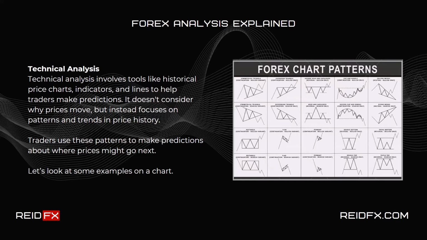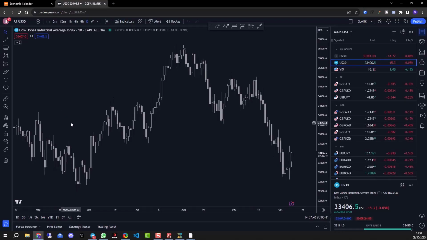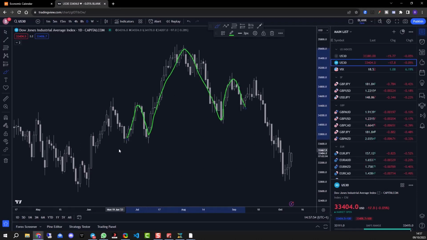Now if you Google Forex chart patterns, you'll find lots of little PDFs and little drawings like this that list all of the commonly used patterns. So let's have a look at some examples on a chart. Okay, so here we are in TradingView, and I'm just going to show you a couple of examples of some technical analysis. So right away I can see we have a head and shoulders pattern.